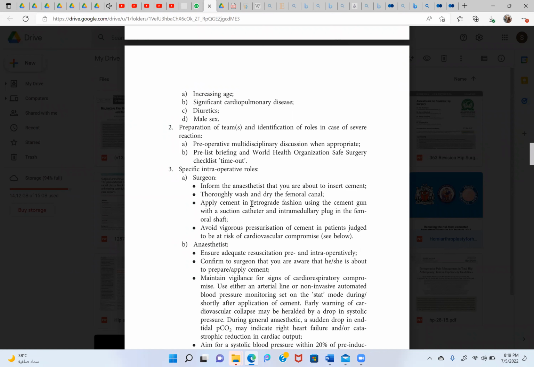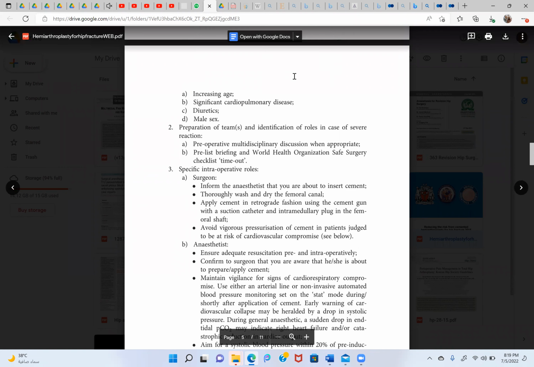cover, like you have to optimize the patient before and they are doing it. Okay. Yes, Sadhya, Dr. Sadhya.